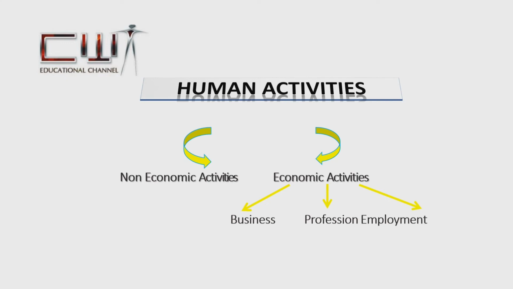The human activities are divided into two categories: non-economic activities and economic activities. Non-economic activities are those activities for which human beings do not pay a price. They are the free gifts of nature. For example, sunlight, water, rainfall, because we are not paying any price for them. Economic activities are classified into business, profession, and employment. We will be discussing these economic activities further.